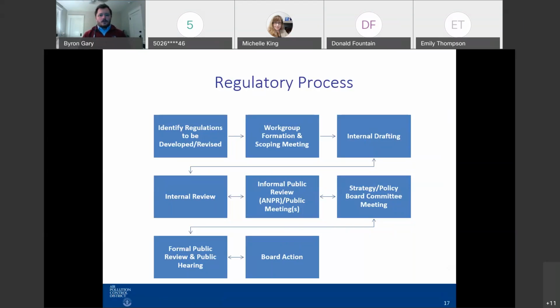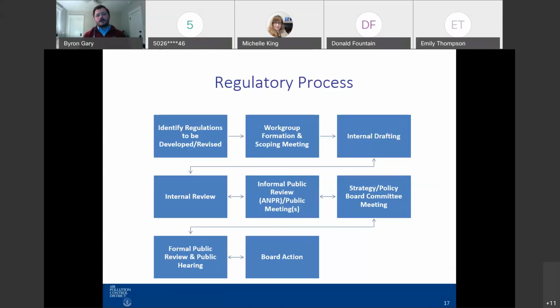We start with an internal work group. We form that and scope out what we believe is needed and internal drafting of what would be a proposed rule. We review that internally, and then if it's a significant action such as this one, we will generally put out a draft for informal public review before proposing it officially through an advance notice of proposed rulemaking, and we may have public meetings.